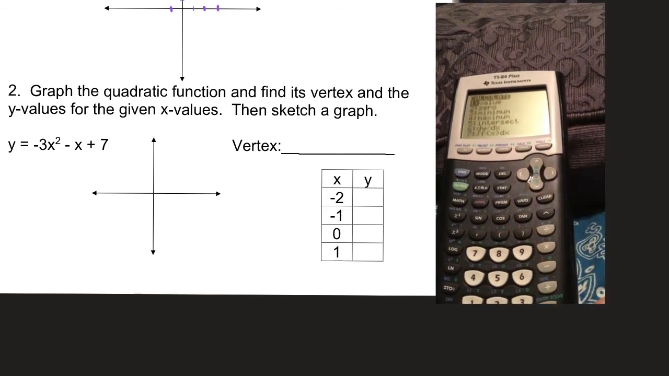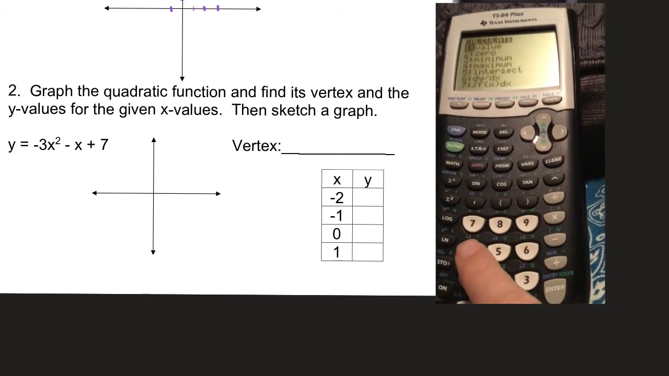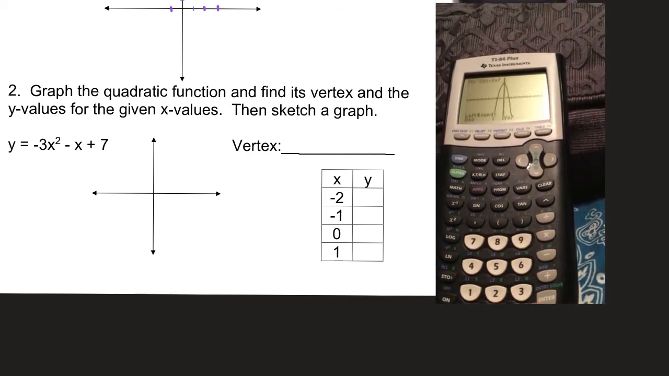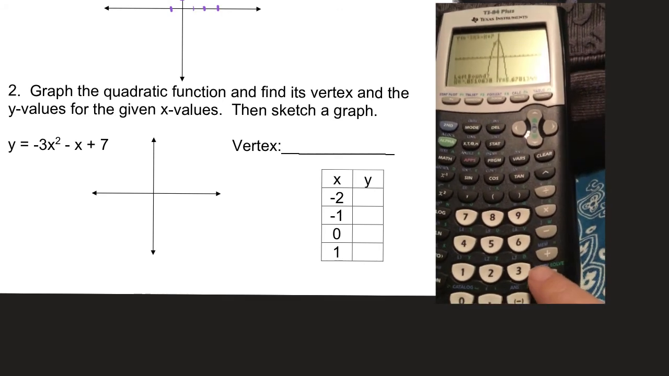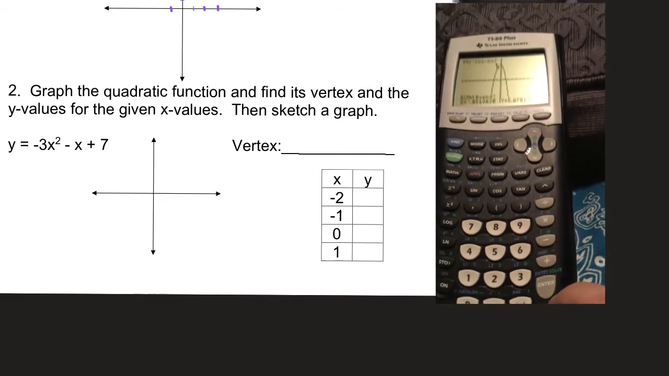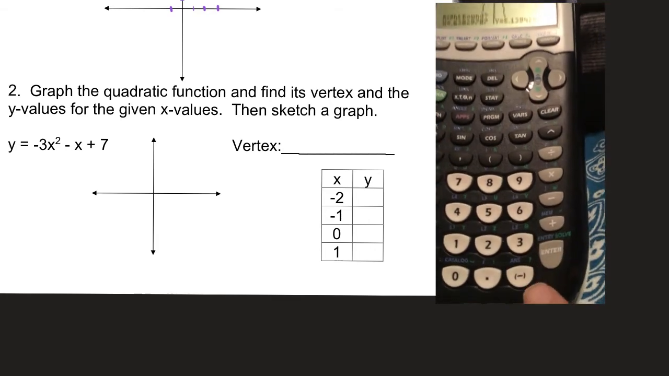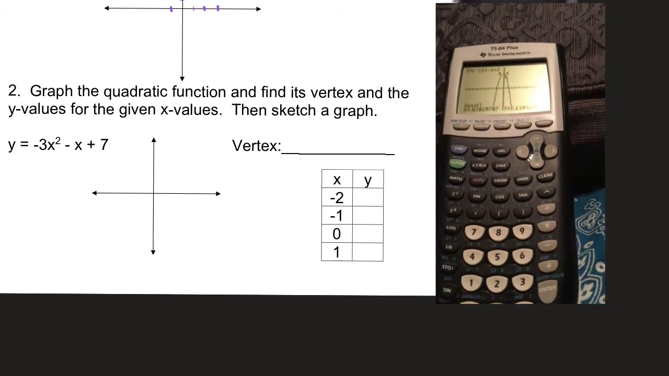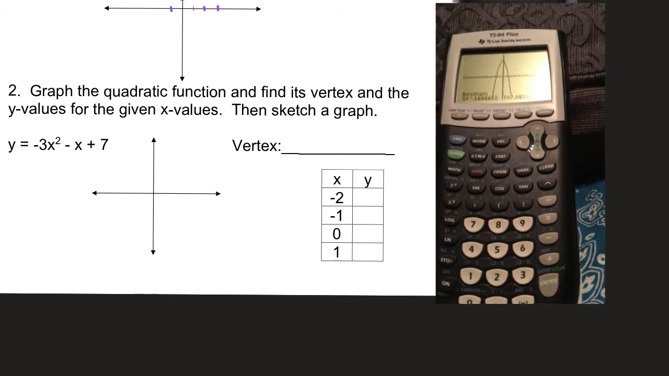Notice that it is a maximum value. So to find the vertex, we'll have to go to second trace, and then we're going to find the maximum value, number 4. Go to the left using the arrow key because you need to find the left bound. Press enter. Now use the arrow to go over to find the right bound and press enter again. Then it says guess. Press enter a 3rd time and it will give you your vertex.